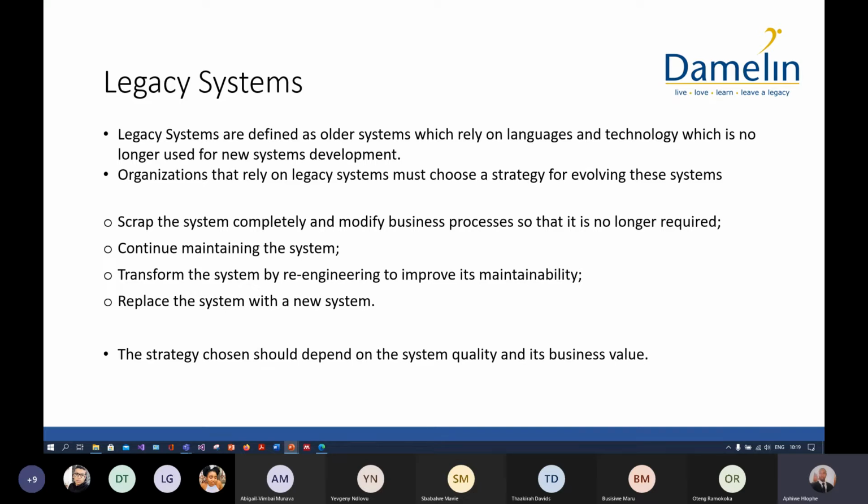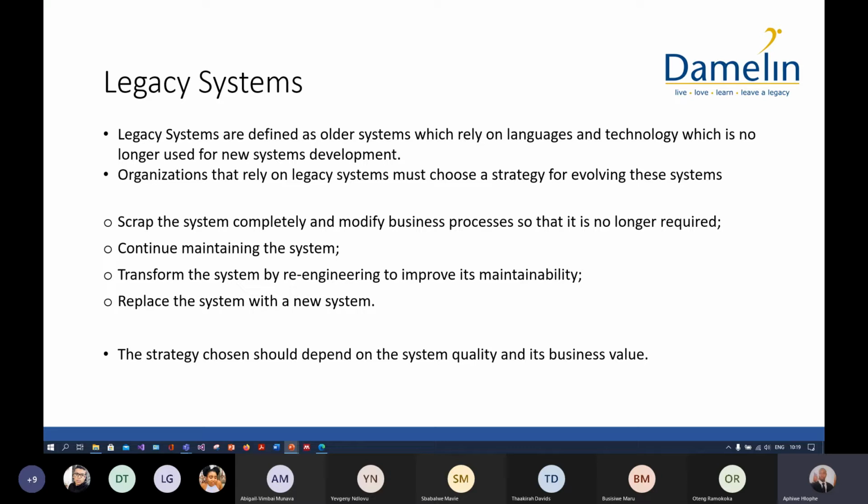They've been doing enough, and organizations need to decide on what to do with the legacy system, and they're faced with these options. So they can either scrap the system completely and modify business processes so that it's no longer required. The difficulty in getting rid of legacy systems is that our business processes in the organization are built on those legacy systems. So when you get rid of the system, you get rid of the business process.